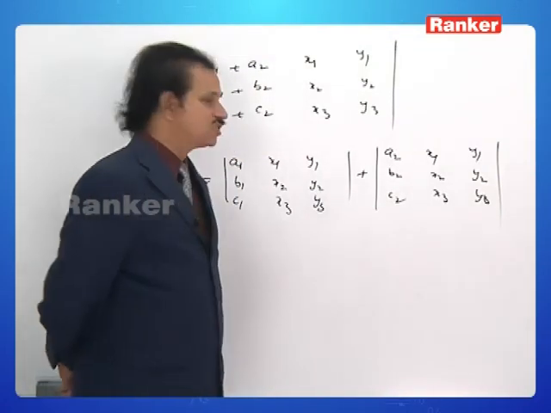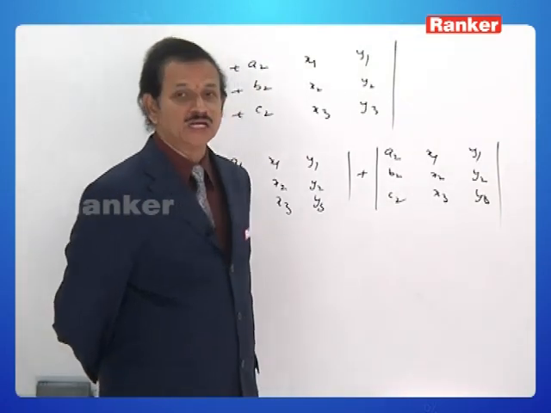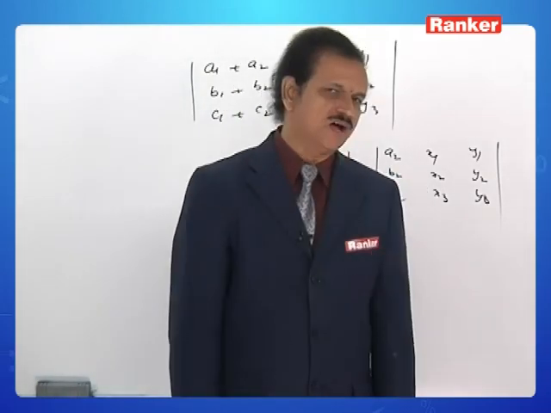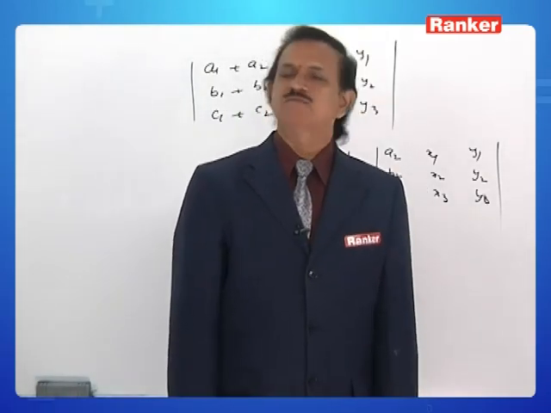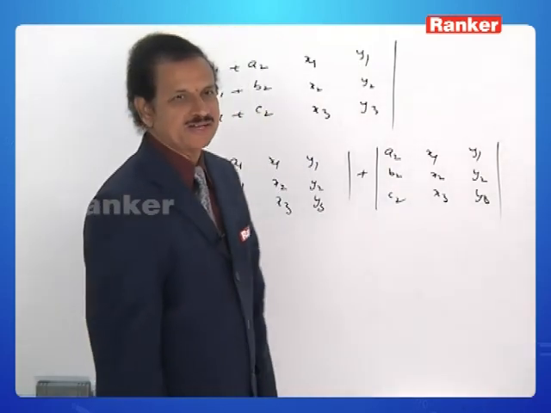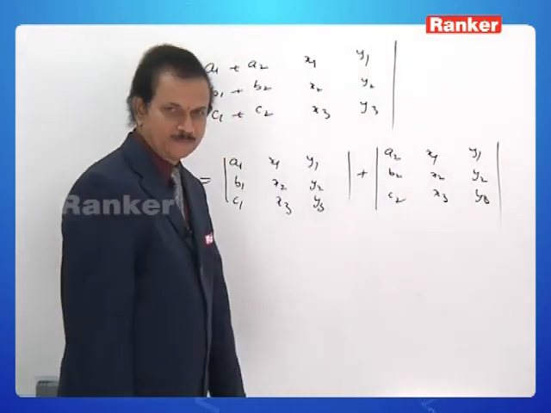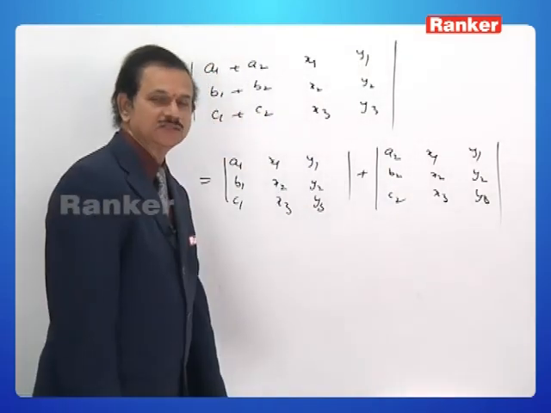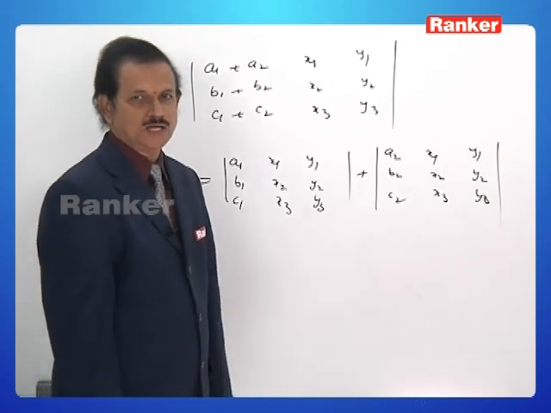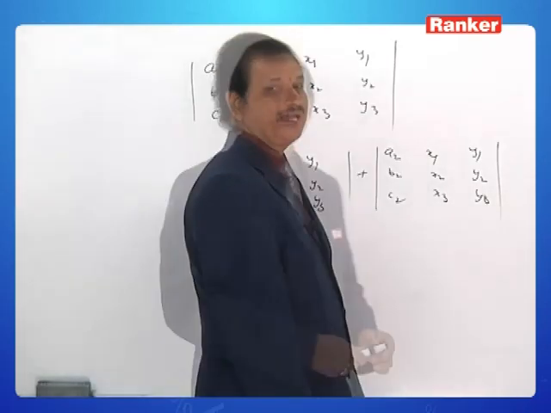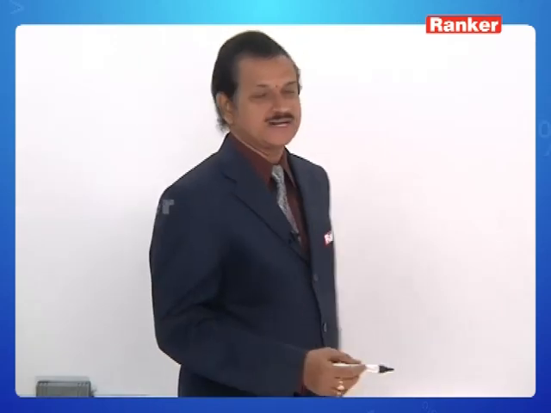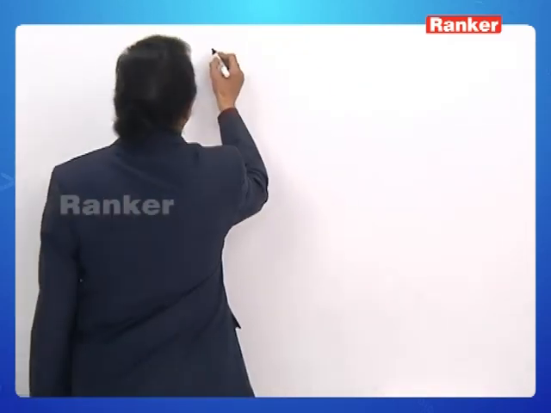If such a thing happens in the first row or second row, then also you can split. In most cases we shall be coming across such determinants. It can be split like this, isn't it? Okay, this is the next property of determinants. You consider the matrix.